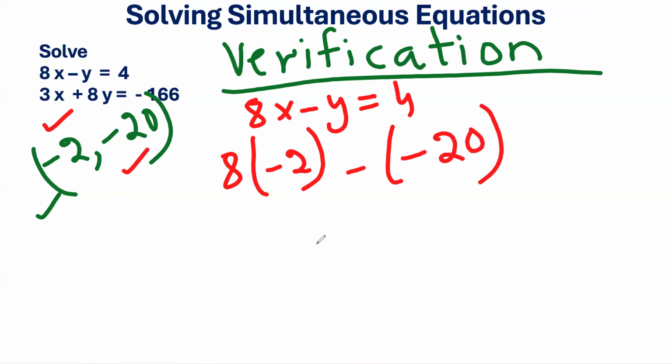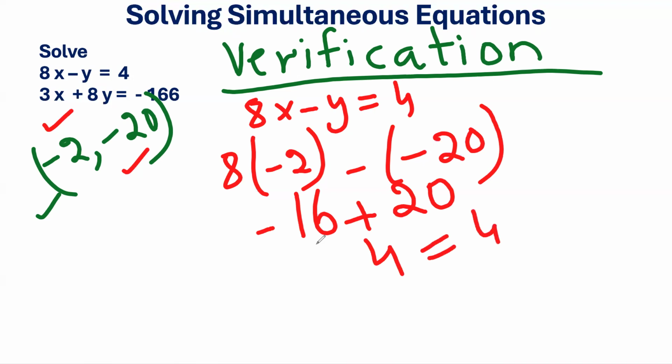We want to see whether the left-hand side and the right-hand side are equal to each other or not. This is called the equation is satisfied. Minus 16, 8 multiplied by minus 2, and minus into minus is plus. 20 minus 16 is 4. So it means the right-hand side is also 4. It means your answer is correct. You can see for yourself whether the answer is correct or not.